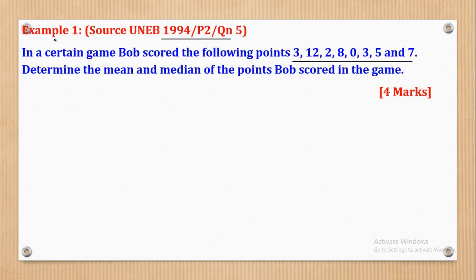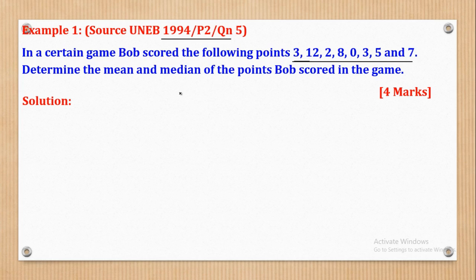So we shall go to example 1. Example 1 says that in a certain game, Bob scored the following points: 3, 12, 2, 8, 0, 5, 3, 5, and 7. Then they say determine the mean and median of the points Bob scored in the game.